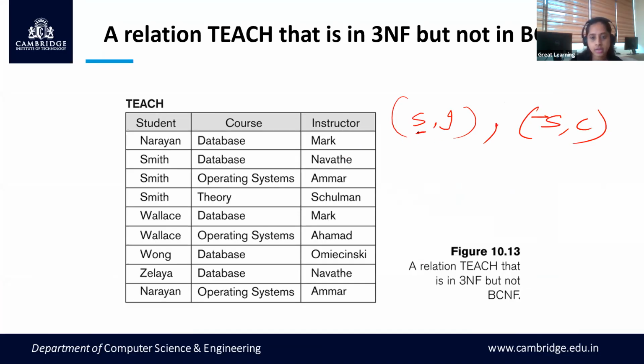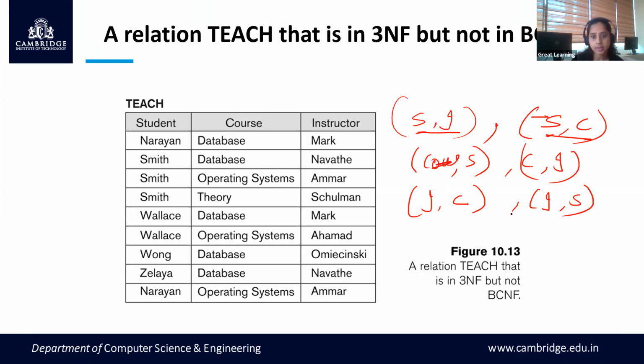When there is a student, one student can have any number of instructors. So that means it should be a combination primary key. One student can have any number of courses. That means it is a combination primary key in both tables. Next combination. Student, instructor; student, course. Next, course, student; course, instructor, right? Next, instructor, course; instructor, student. All combinations I've taken.